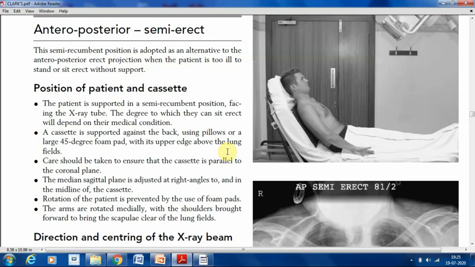So it is taken for patients who can't stand. It is the same positioning as the AP view, but as you can see in the image, the patient will be given some support to flex the upper part of the body, and a 45-degree angulation will be given. With the 45-degree angulation of the patient, the cassette will be kept at the back side.